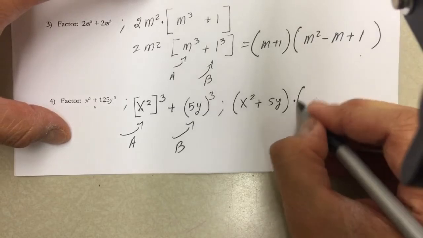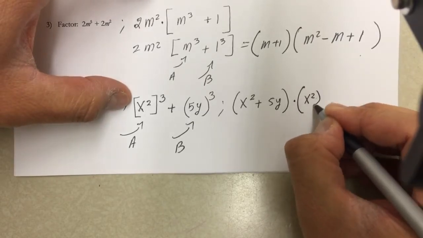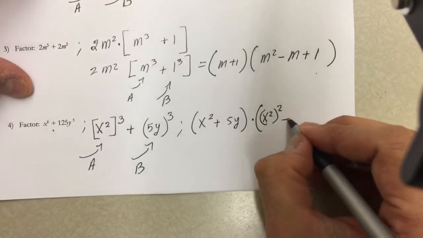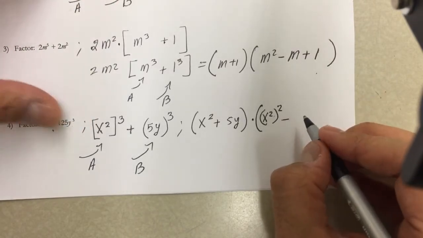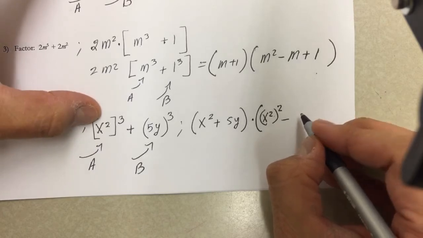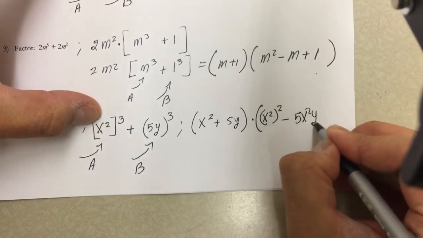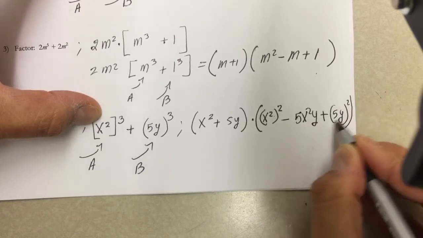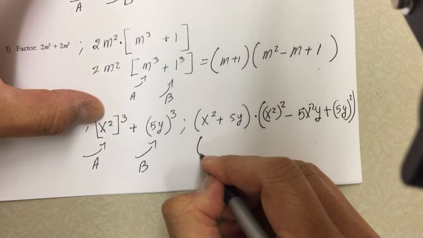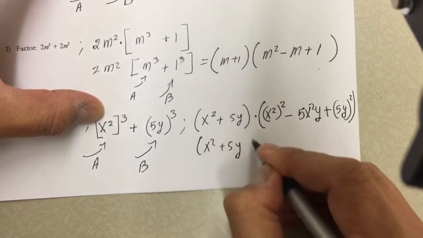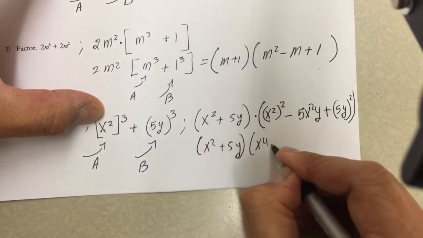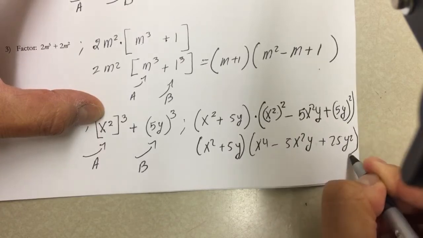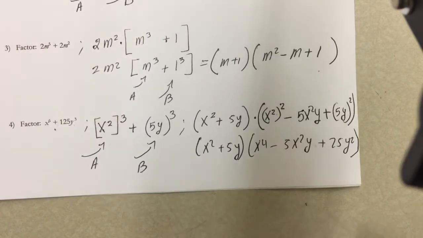So a squared, so a, and then you have to square it, minus ab, where's your a? Your a is x squared, your b is 5. Plus b squared. So that's your last term. And then what you want to do is clean this up a little bit so that it becomes x to the 4th minus 5x squared y plus 25y to the second power, and you're done.